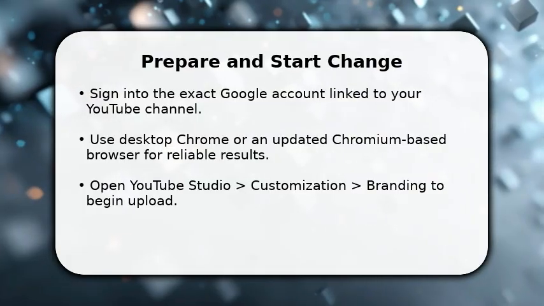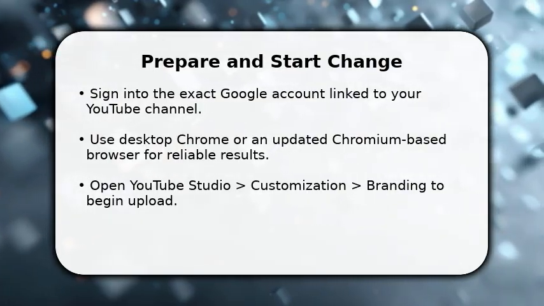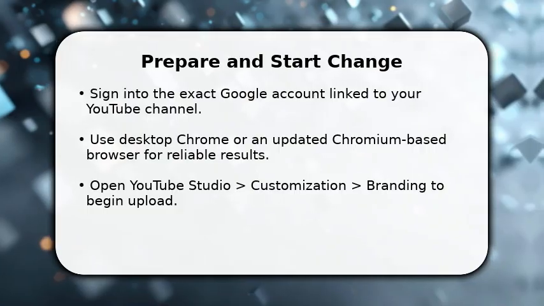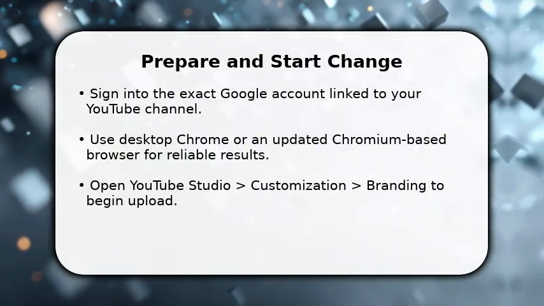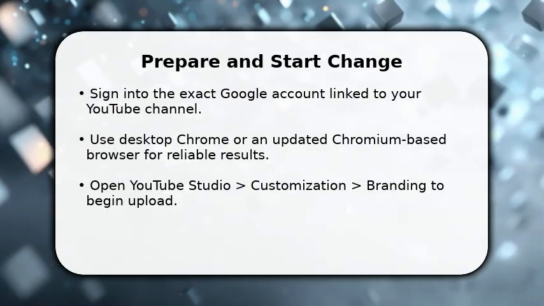You must be signed into the same Google account that owns your channel. Once signed in, you'll use YouTube Studio. First, open Studio and go straight to Customization, then the Branding tab. You'll see Profile Picture. Do not upload through mobile app yet.